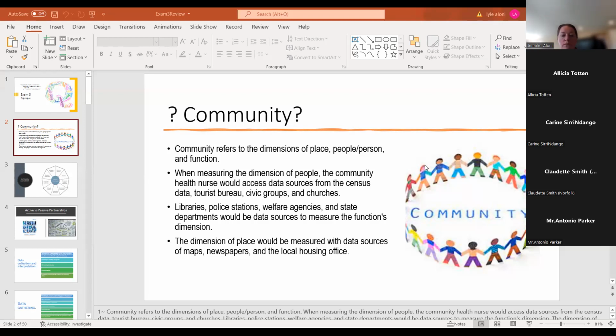Like vital statistics. How about census data? Okay. How about tourist bureau? Civic groups, churches. Civic groups and churches. Good. So on your study guide, you want to highlight that, okay?